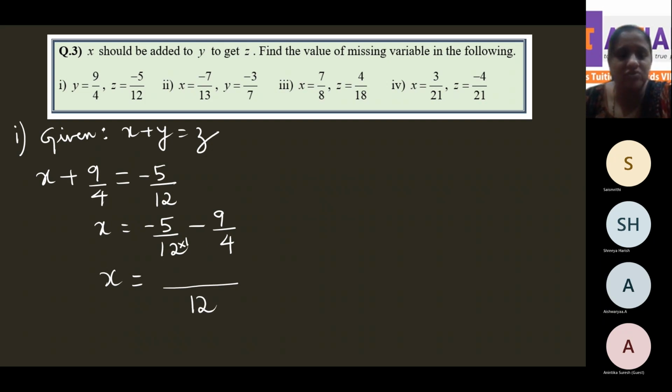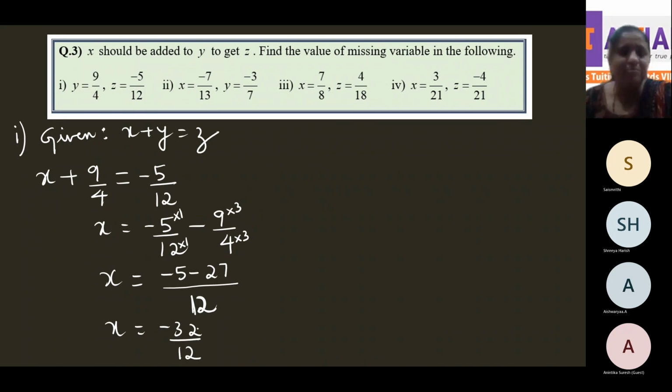So 12 into 1 is 12. So multiply that to the numerator. 4 into 3 is 12. The LCM is 12, so you should bring the denominators to 12. So 4 into 3 is 12. Do that in the numerator, into 3. So now the denominator 12 we have. 12 into 1, 12. 4 into 3, 12. So that's the common denominator 12. Now the numerator is minus 5 minus 27. So the value of X is equal to minus 32. Minus 5 minus 27 is minus 32 by 12.